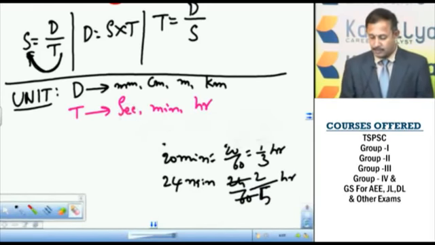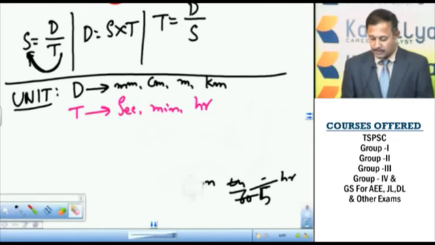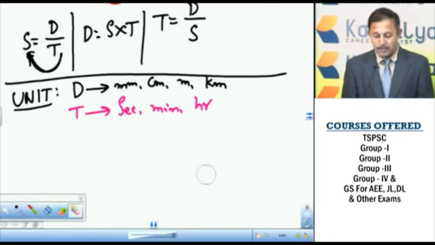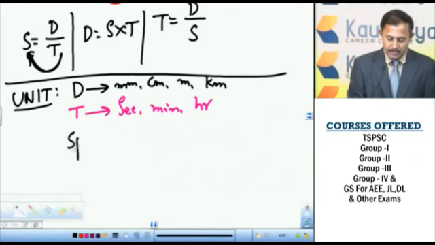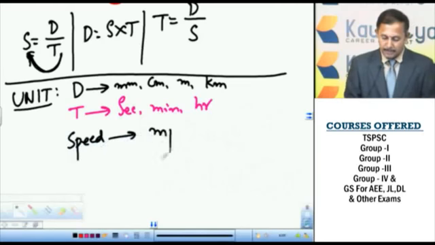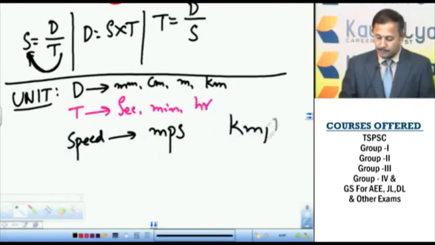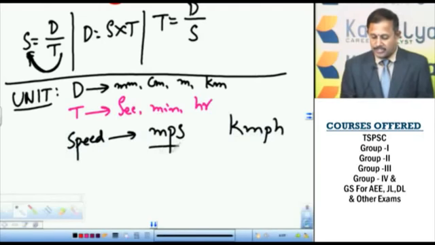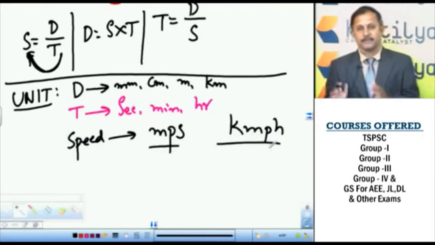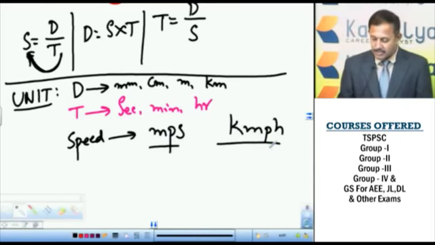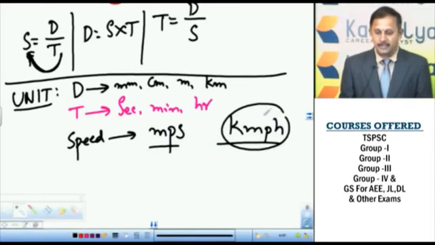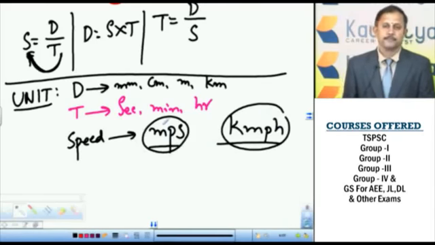Next, there are different units available to measure distance, right? But in practice we use meter per second and kilometer per hour. These are the two units we can make use of for the sake of competitive examinations. The first one is kilometer per hour and the second one is meter per second.